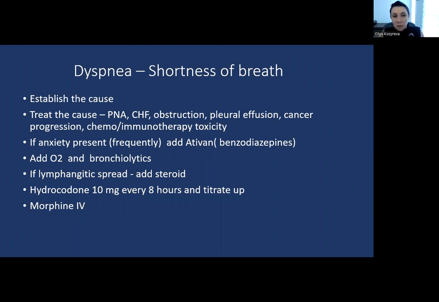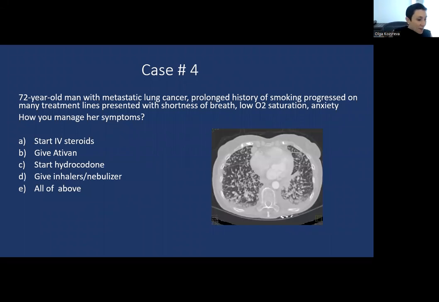As you know, opiates work very well and decrease respiratory rate, and they work centrally. So we can always offer morphine or hydrocodone, including standing hydrocodone, just for shortness of breath. Even if patients do not have pain, hydrocodone can be used for shortness of breath, titrated from 10 milligrams every 8 hours and up. I know we're running out of time. I have a couple more slides.